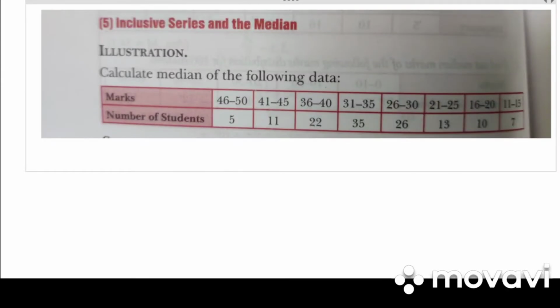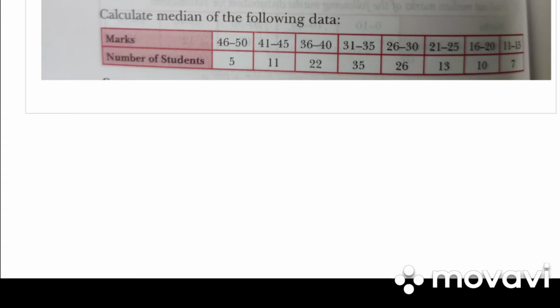Good morning, students. Let's continue with the chapter on measures of central tendency, under that, median. So we have studied individual series, discrete series, frequency series, cumulative frequency series. Write down the fifth one, inclusive series and the median.